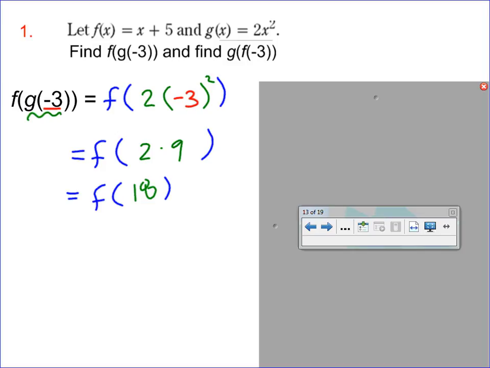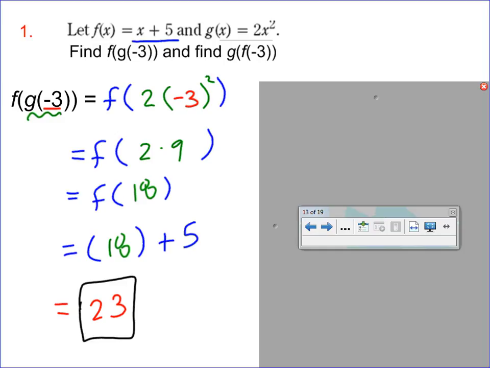Now I still have my outermost function. My outer function is f in blue. So I'll go to f's rule. F's rule accepts inputs and then adds 5 onto them. So my last part would be taking that inside value, that g of negative 3, and adding 5 onto it. It looks like my final answer is 23. So it's a 2-step evaluation.